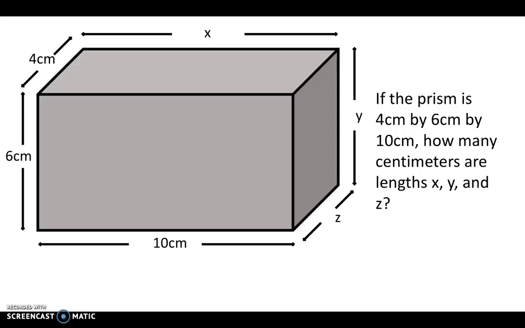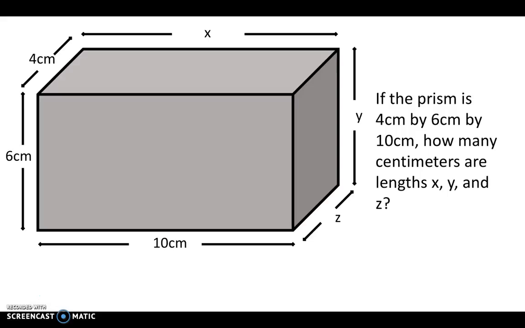If we're given this prism, it is similar in shape to a lot of other stuff, maybe a sunglass case would be a similar shape to this. A brick looks a lot like this, but for this case, let's say that we're given a prism that is 4 centimeters by 6 centimeters by 10 centimeters.